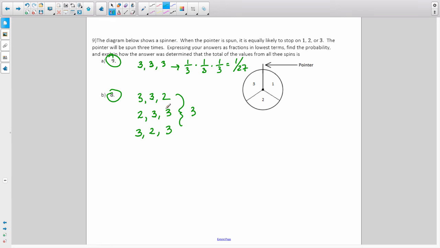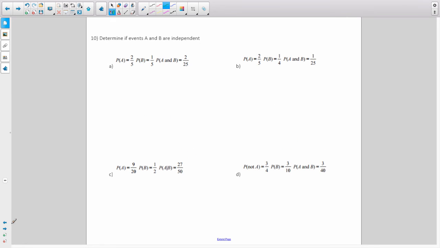Now, what's our sample set? That's the problem. What is our sample set? So the first spin can happen in 3 ways. The second spin can happen in 3 ways, and so can the third. So our sample set is 27, kind of like what we saw in the question above. There's 3 ways to get what we want, so our probability is 3 over 27. And the last question, number 10.